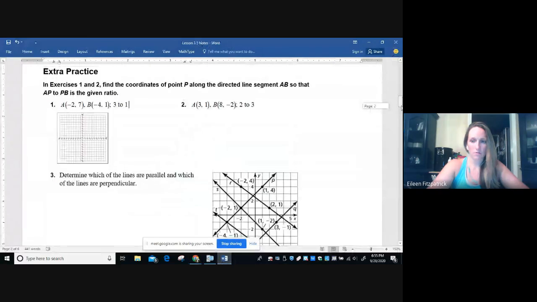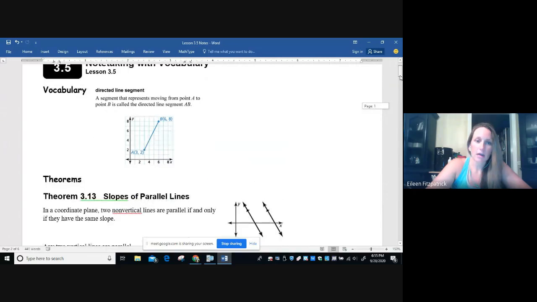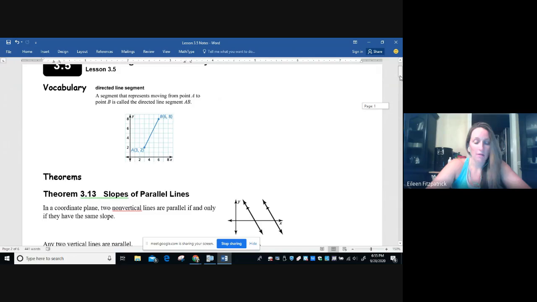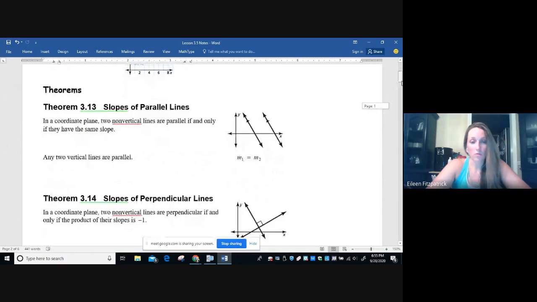Okay, let me scroll to the top. All right, so we're going to be starting with the vocab term directed line segment. A segment that represents moving from point A to point B is called a directed line segment AB. We're going to be working with that in one of the example problems in a moment. Some of this lesson is going to be a review because we're going to be talking about slope-intercept form, slope of a line, slope of parallel lines, slope of perpendicular lines, and writing equations of lines, which is all stuff you learned and studied in Algebra 1.